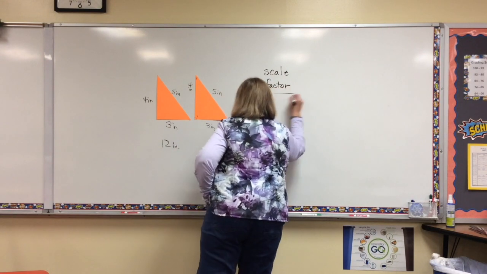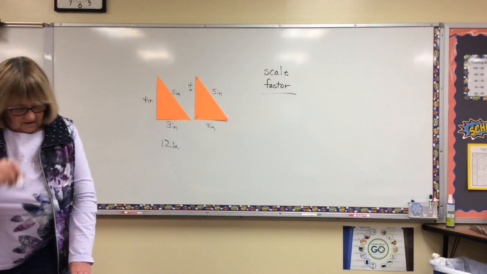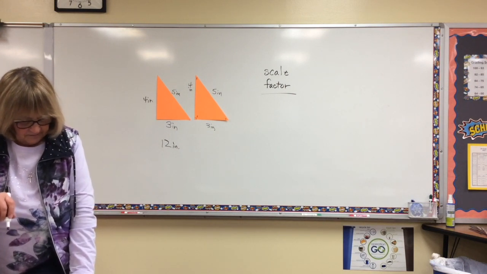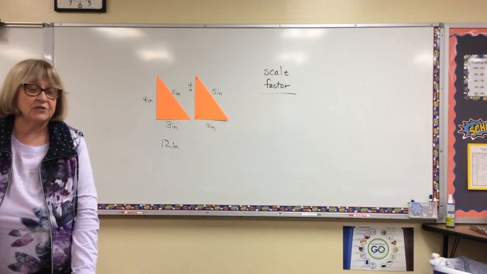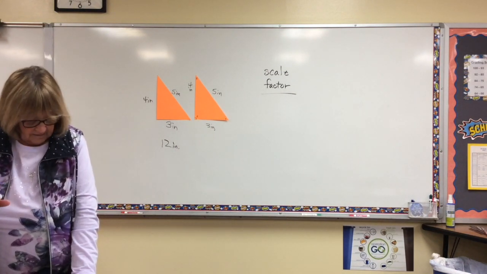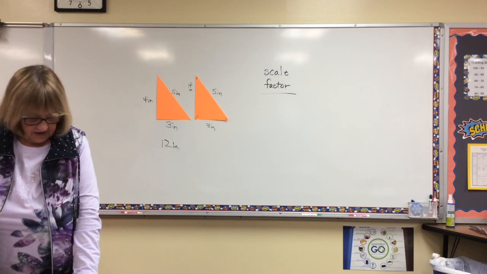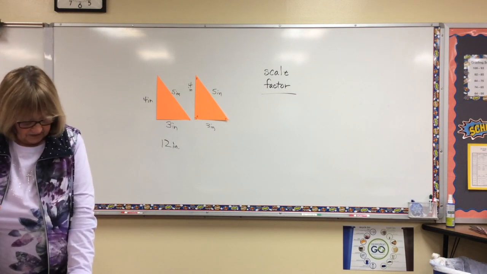Scale factor. Okay? Look at example number 3. A scale factor is a number. It's not a letter, it's not a shape, it's a number. Multiplying the side length of a polygon by the scale factor gives the side length of the corresponding side of a similar polygon. Let's look at example number 3.